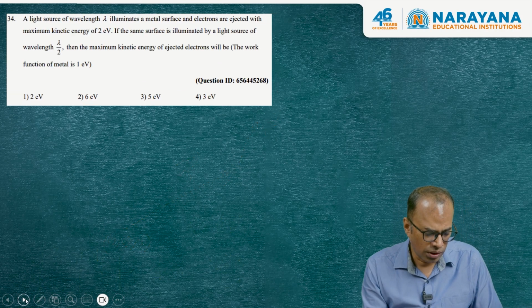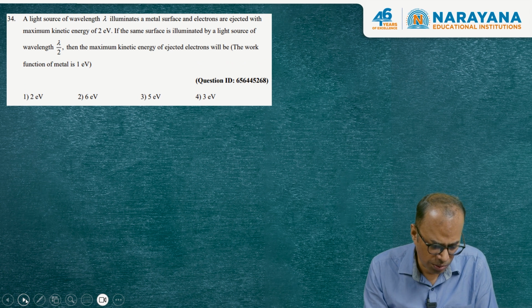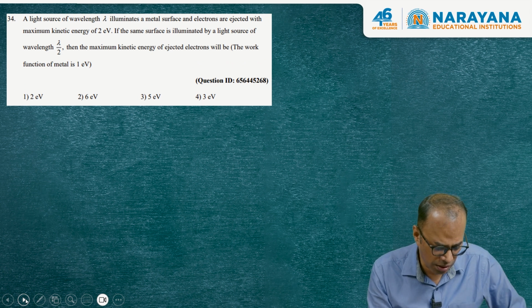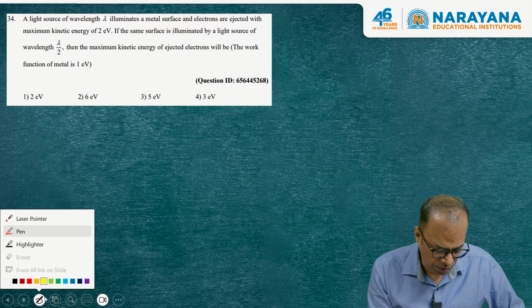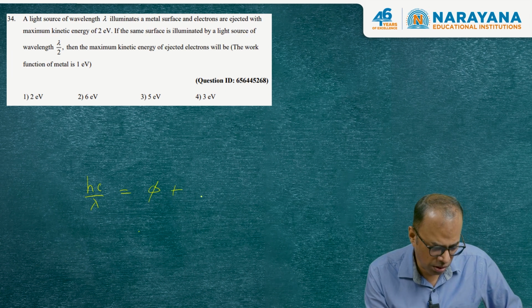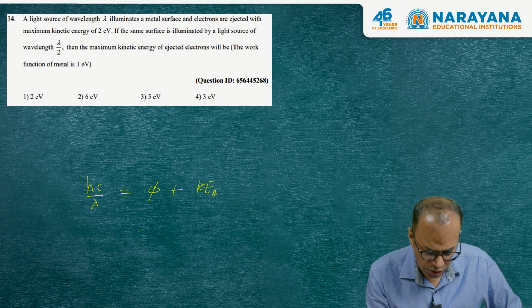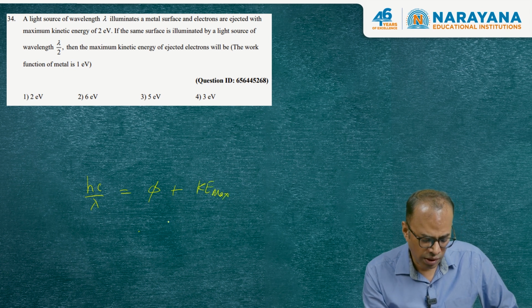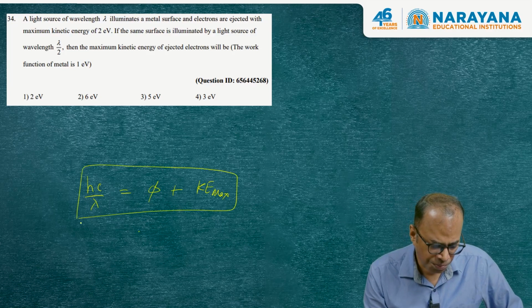Alright, let's move on to the next question. This question is based on photoelectric effect. It is a direct application of the formula: incident light hc by lambda is equal to work function plus the maximum kinetic energy, and maximum kinetic energy is, let's say, Ke max. Okay, we will express everything in electron volts.